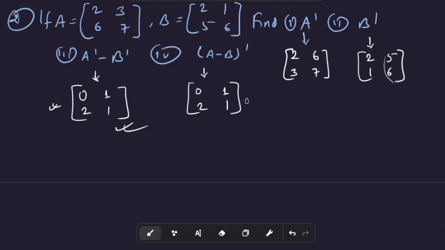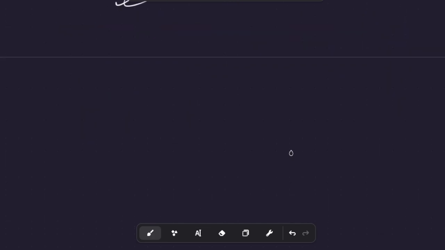Okay, this one. And similarly in this case, we need to subtract first, A minus B, then take the transpose of that answer.